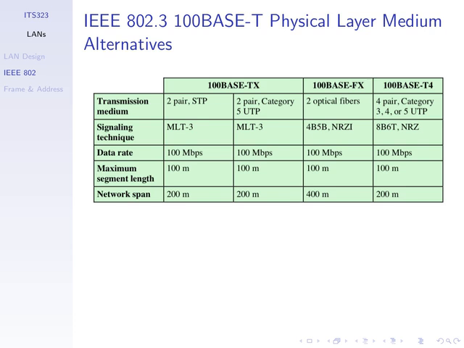Some different encoding. We didn't cover MLT3. No. This is the most common one, but the others are possible. This is 100 megabits per second. It's called a 100 base something.